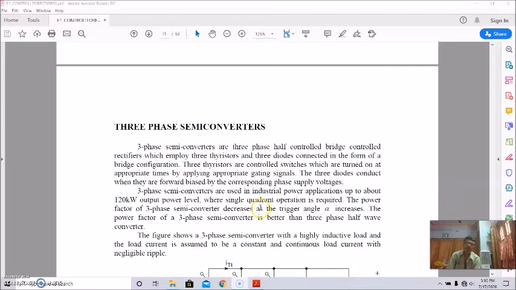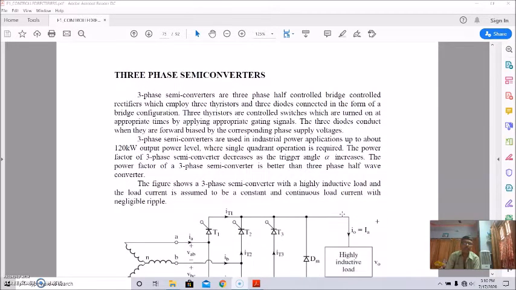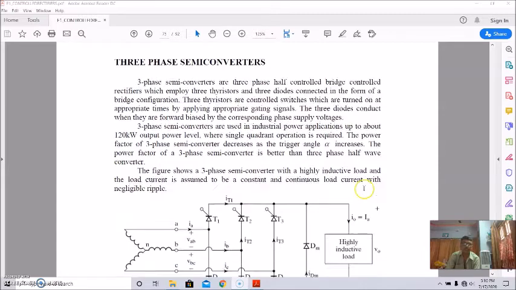Semi-converter means we have to replace 3 thyristors with 3 diodes. Basically, three-phase semi-converters are three-phase half-control bridge control rectifiers with 3 thyristors and 3 diodes connected in the form of a bridge configuration. The 3 thyristors are controlled switches which are turned on at appropriate times by applying appropriate gating signals, and the 3 diodes conduct when they are forward biased by the corresponding phase supply voltage.